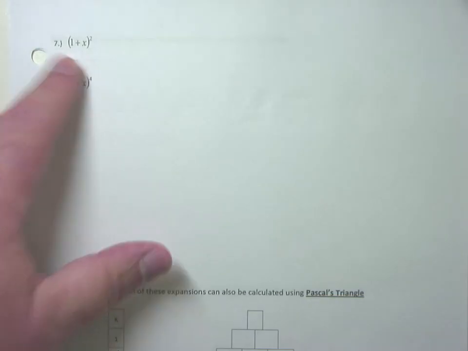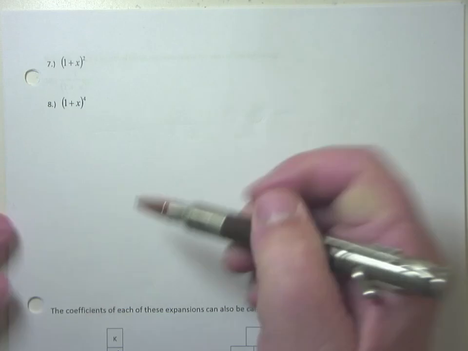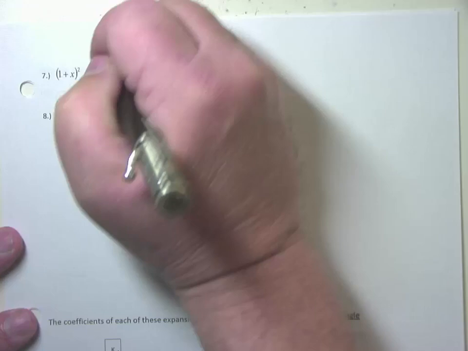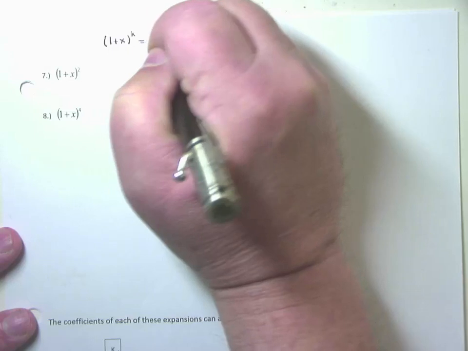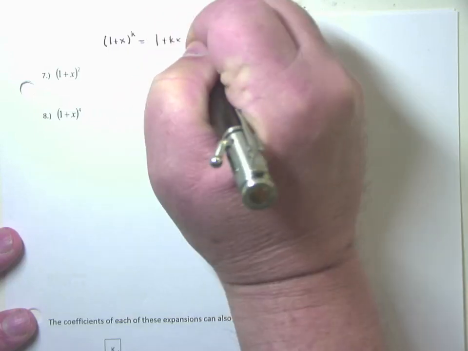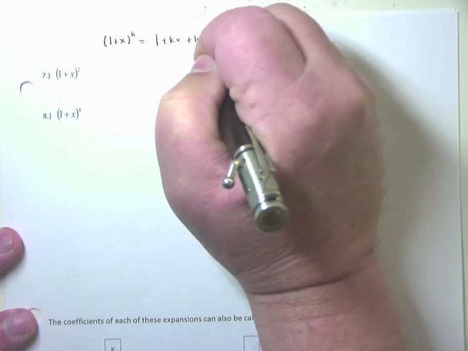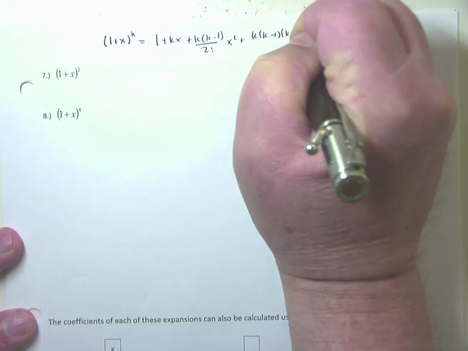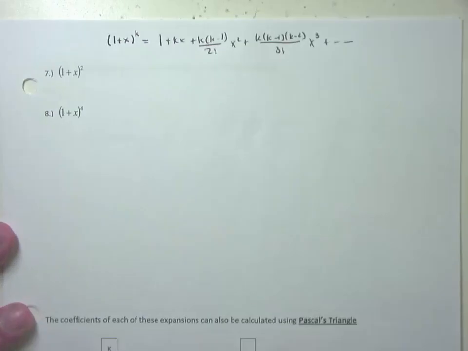What about this guy here? Well, this one, I'll have to admit to you, I would probably FOIL it out in my head faster. I can do the binomial series on it. But the binomial series, just to remind ourselves, is (1 + x)^k. That's equal to 1 + kx + k(k - 1)/2! x^2 + k(k - 1)(k - 2)/3! x^3 + dot dot dot. Just memorizing the pattern.